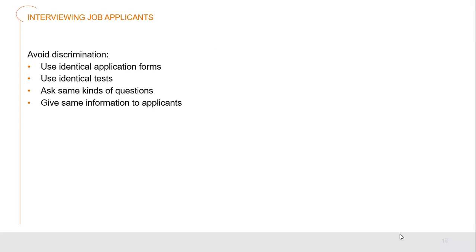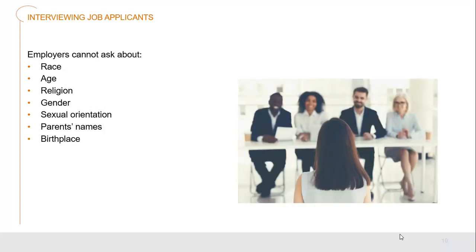We should be avoiding discrimination, using identical application forms for everyone, using identical tests that may be given to possible new employees, asking the same kinds of questions, and giving the same information to all applicants. Employers cannot ask about race, age, religion, gender, sexual orientation, parents' names, or birthplace.